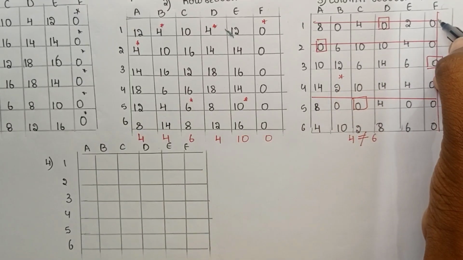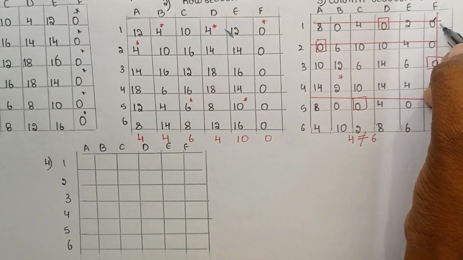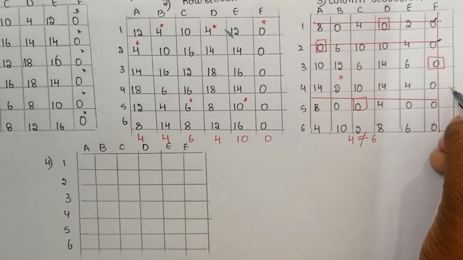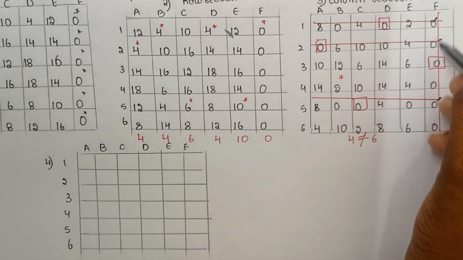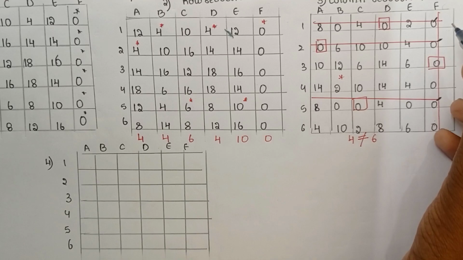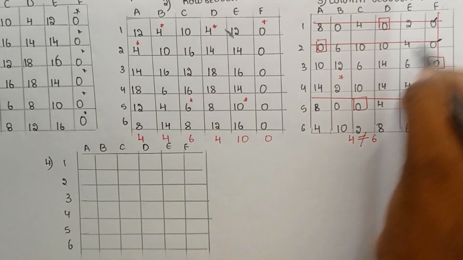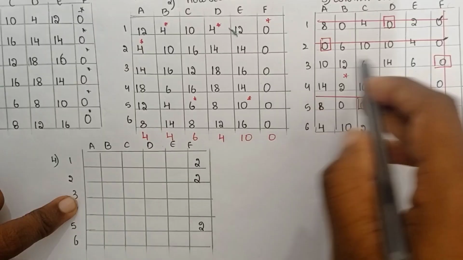So the intersecting point is this, because the horizontal line and vertical line have met each other. So this is the intersecting point and this is the intersecting point. So this 3 is the intersecting point. Okay, I have to add this 2 to the intersecting point. So 0 plus 2 is 2. So we have to deduct this 2 from the left out values.